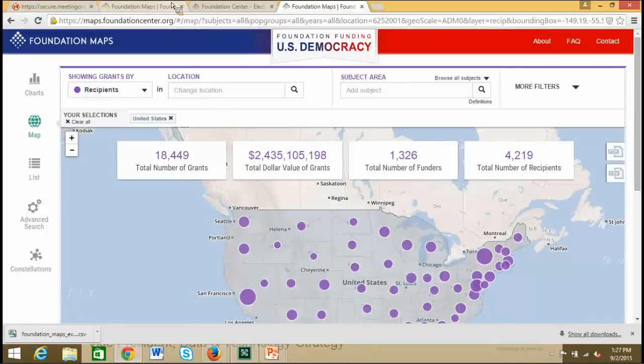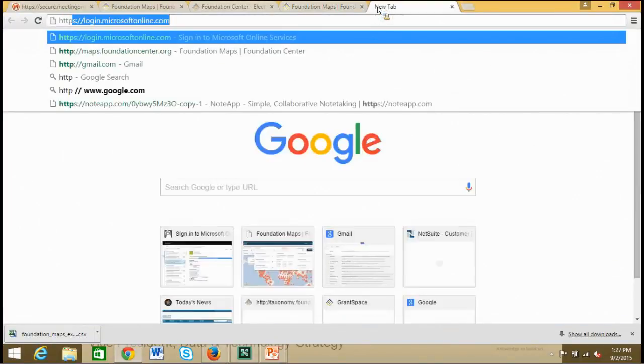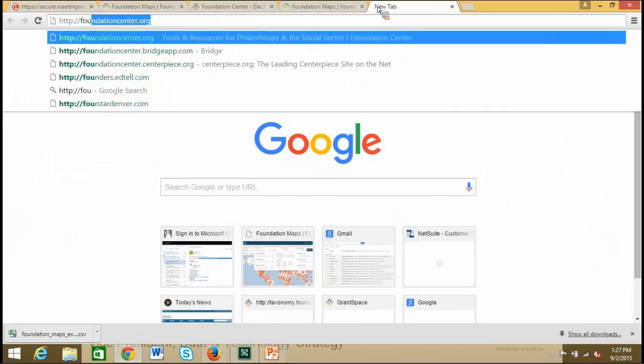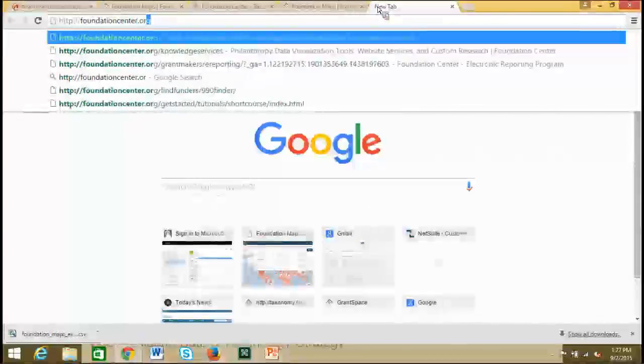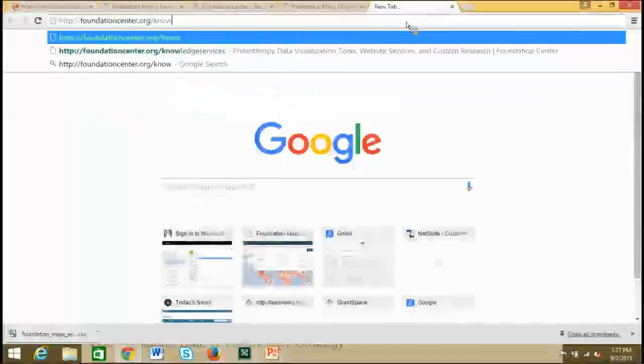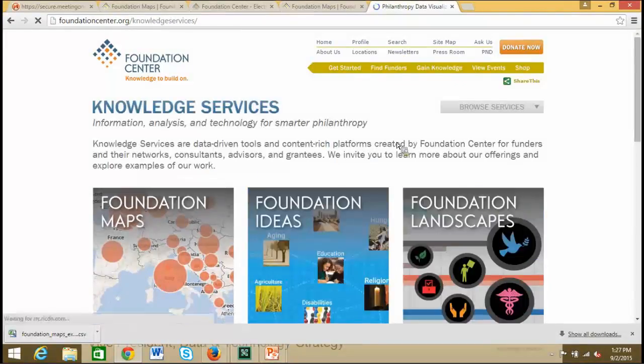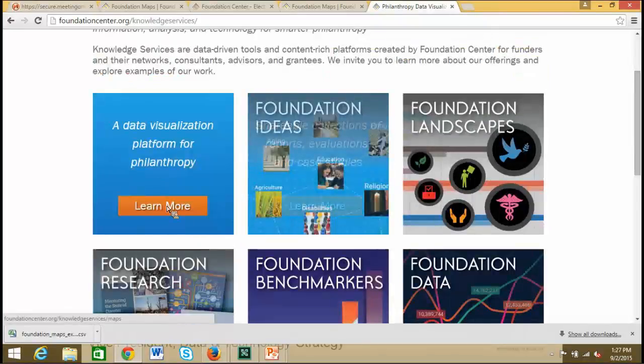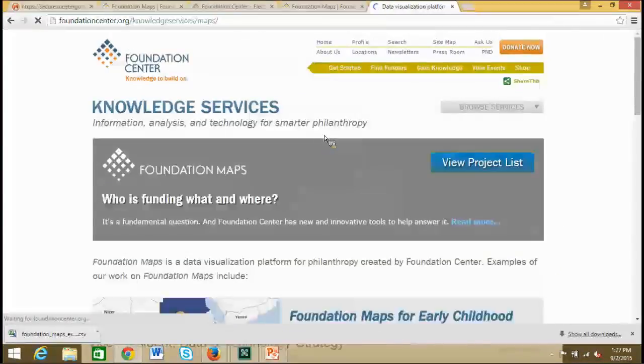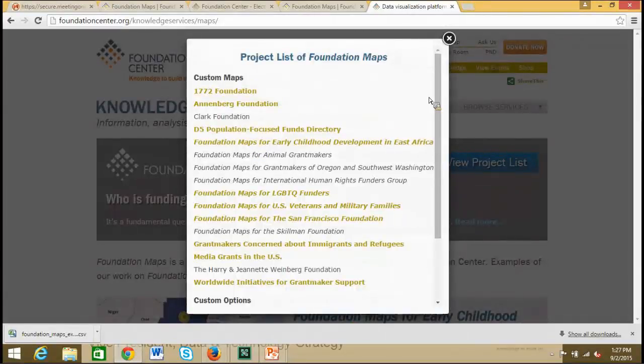Yes, so we actually have a website. It's on our Foundation Center website. If you just go to foundationcenter.org/knowledge services, this is a bunch of knowledge services that we do for funders, and we have a whole list of the kinds of Foundation Map projects that we've done. If you click on View Project List, you'll see a whole list of all the different maps, and some of them are accessible because they're public, and some of them, like Jake said, are behind a firewall or private for a certain foundation.